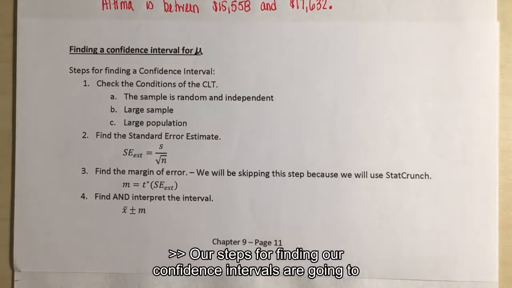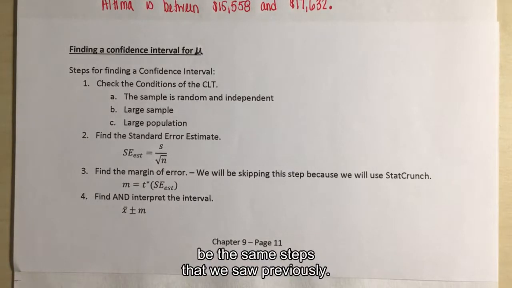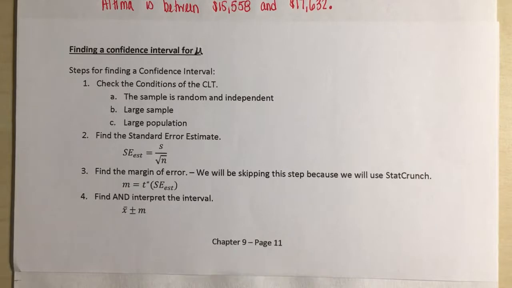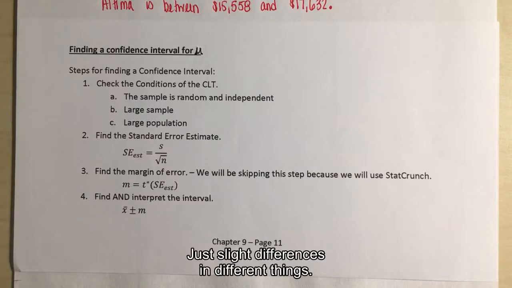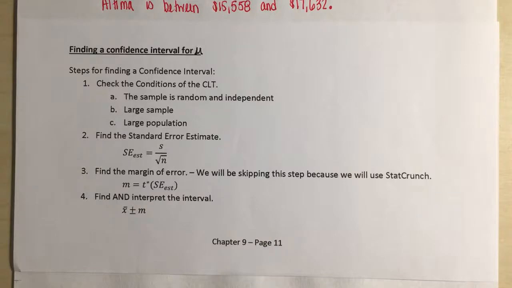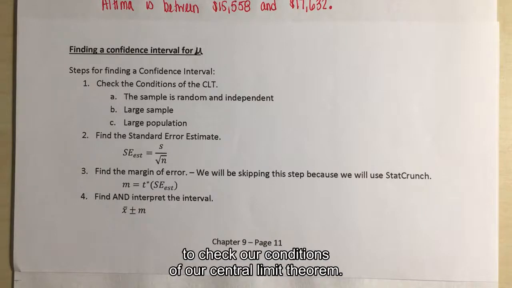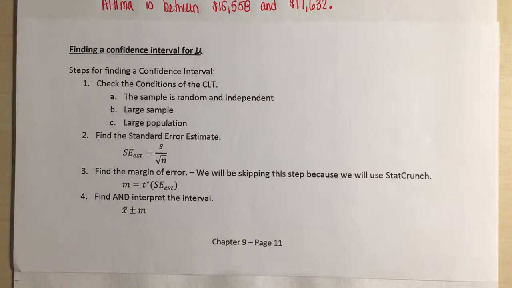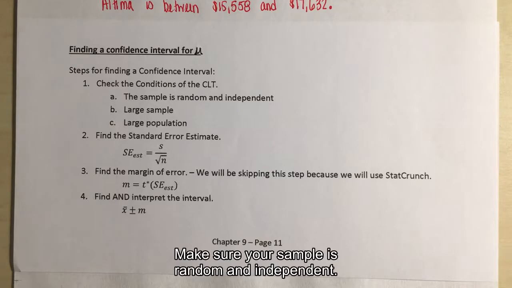Our steps for finding our confidence intervals are going to be the same steps that we saw previously. Again, just slight differences in different things. So our first thing is we are definitely going to check our conditions of our central limit theorem. So make sure our sample is random and independent.